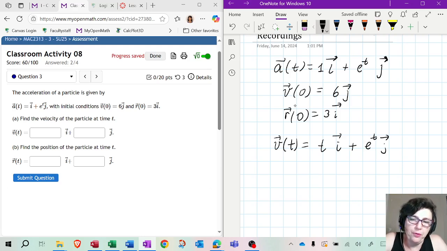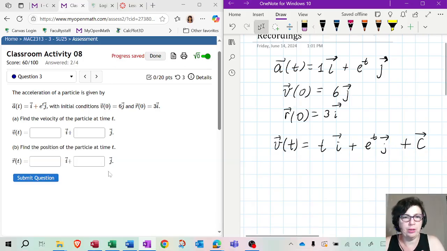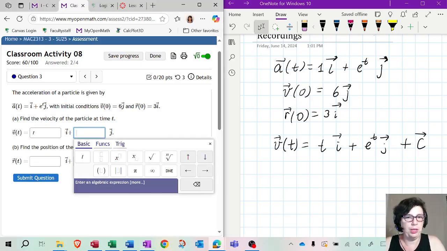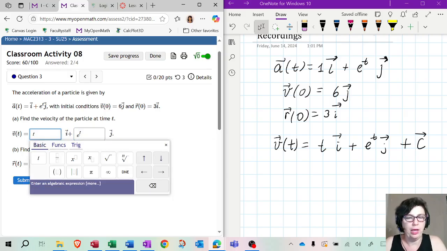So that would have been the final answer, but unfortunately, you're going to have to add some constant, okay? And this is not just a constant like a number, but a constant vector. However, there is an easier way to figure this out without actually trying to solve for things. So just put t here, e to the power t over here, and just plug in 0 and see what you get. So if I plug 0 for t, I will get 0i, right?